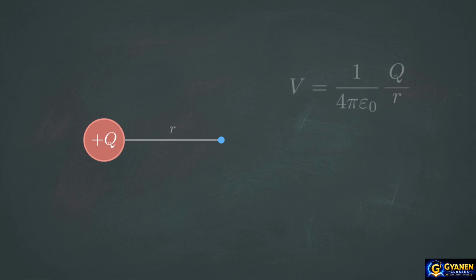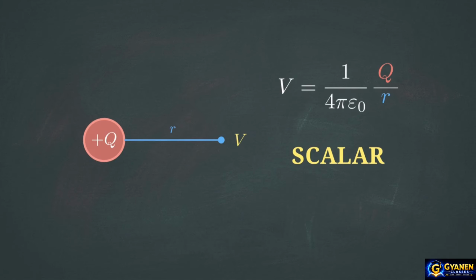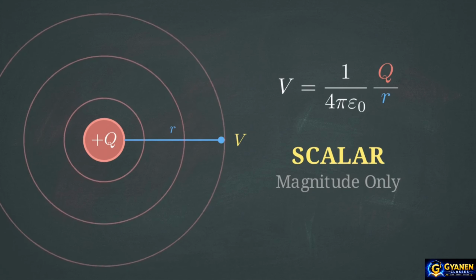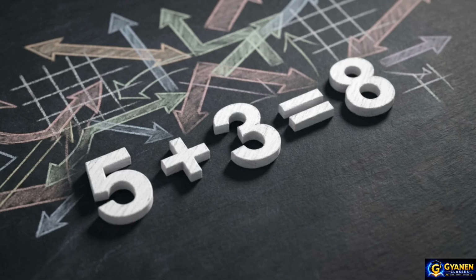For a single point charge, you can see the formula relies on a straightforward ratio of charge over distance. Notice what isn't there: direction. Potential is a pure scalar quantity. There are no vector arrows to track. By treating potential strictly as a scalar, we strip away the geometry. Complex, multidirectional physics problems instantly collapse into basic arithmetic.